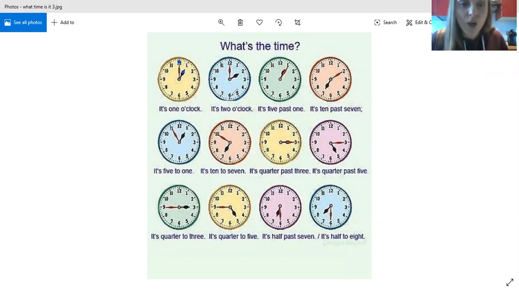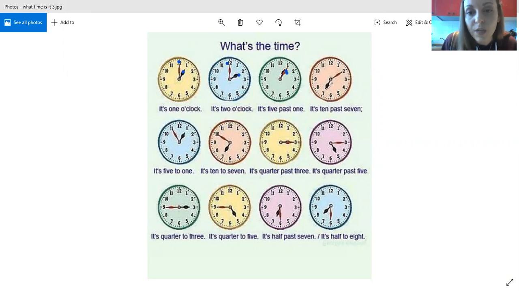On the second one, you see the same thing. You see the short hand on 2 and the long hand always on 12. So if it is always on 12, we always say o'clock. So it is 2 o'clock. If you go to the third picture, you see both short hand and long hand on 1. So it is 5 past 1. So 5 minutes past 1.